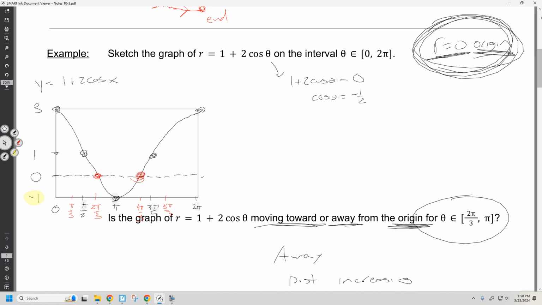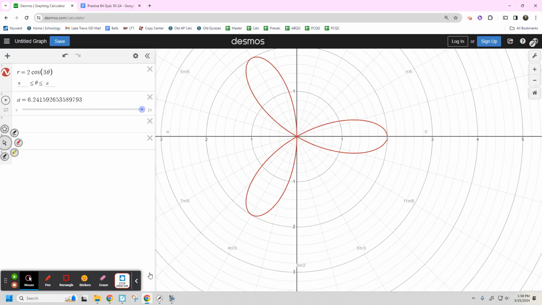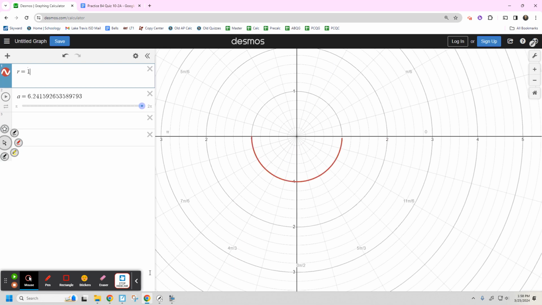When you think about radiuses, when radiuses are getting closer to 0, we are going to be going towards the origin. Let's look at this graph of 1 plus 2 cos theta.